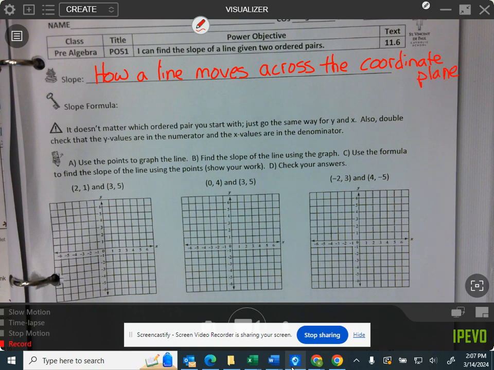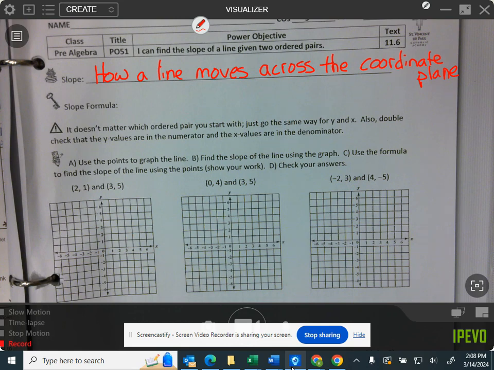So in CO50, we talked about what the slope is. We talked about different ways to find the slope. We had 3 different ways to find the slope. We had the change in y over the change in x. We had vertical change over the horizontal change. And we had rise over run.